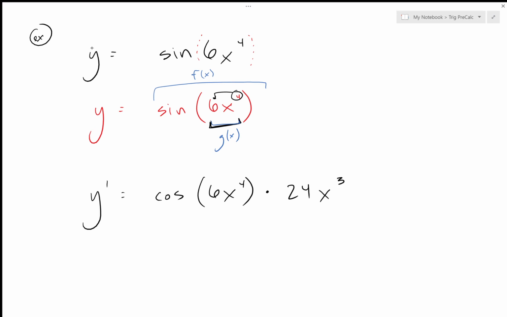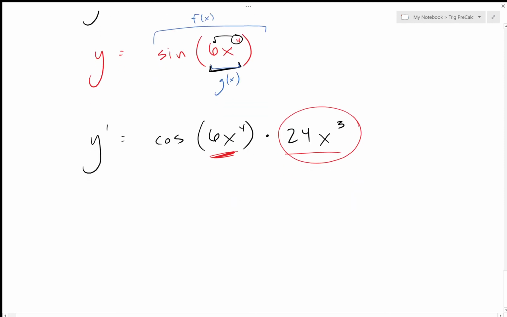Now you may be tempted to multiply these two things together, but you can't. This 6x to the fourth is part of the cosine. You can't really multiply this. This is a constant number, so we're just going to move that to the front. That's all we can do. So take 24x to the third, and that's being multiplied by cosine 6x to the fourth, and that's the best we can do.